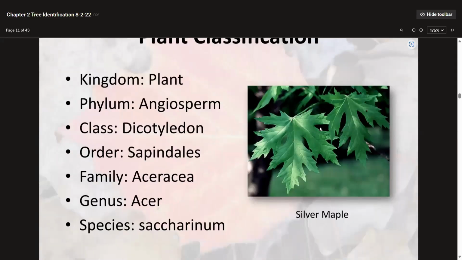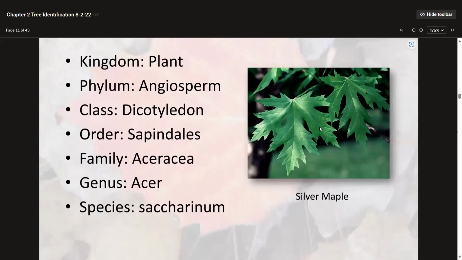Plant classification going on. So we're taking this silver maple and we're going to break it down, right? So its kingdom is plant. Its phylum is angiosperm, okay? Its class is dicotyledon, right? Or eudicotyledon. Its order is Sapindales. Its family is Aceraceae. Its genus is Acer, and its species is saccharinum. So it's a silver maple. Acer saccharinum is a silver maple, okay?